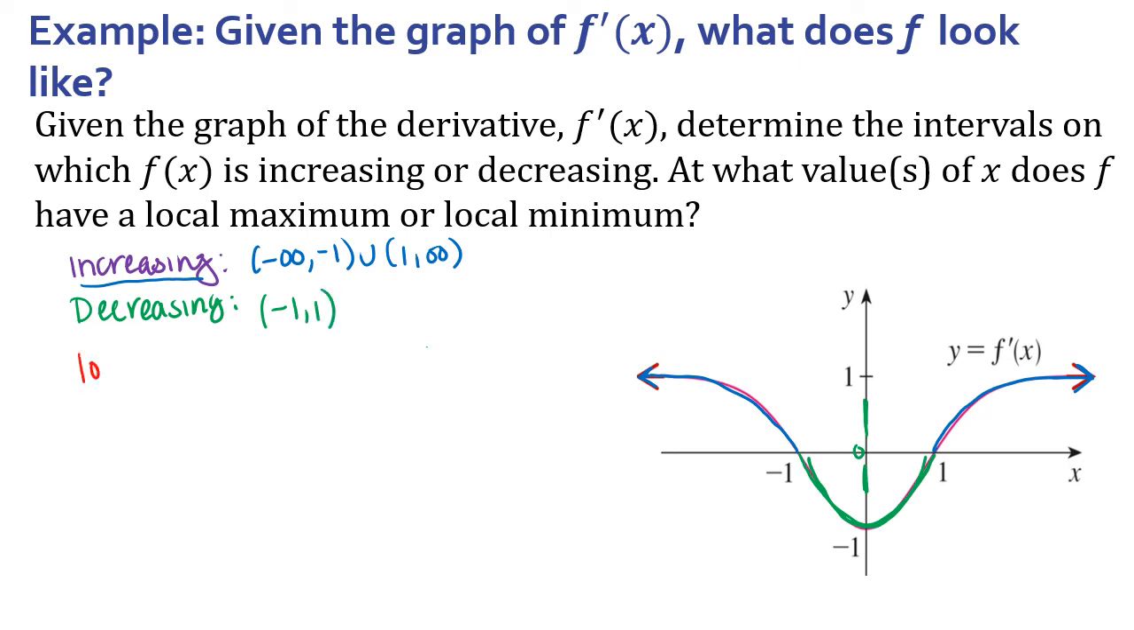Where does it have a local max and a local min? Let's see. So again, where we go from increasing to decreasing, like right here, that's where we have a local maximum, because it goes from going up to all of a sudden going down in the original function. So that's going to be a local maximum at x equals -1. And then we'll have a local minimum as we go from decreasing to increasing. So that's at x equals 1.